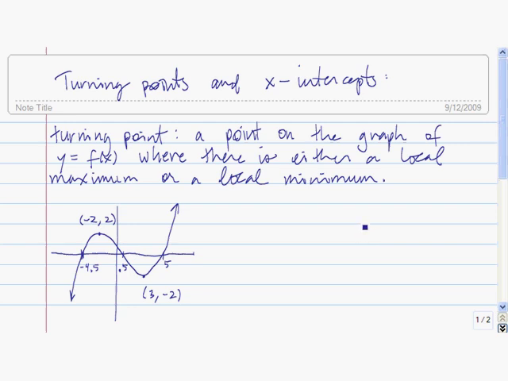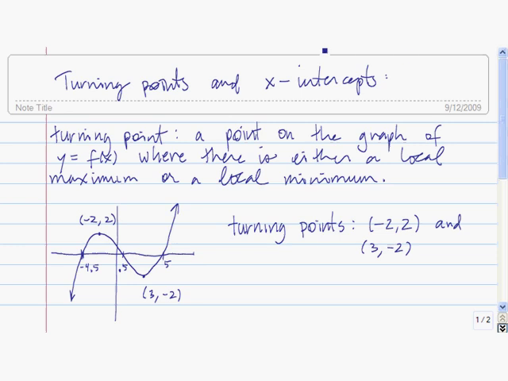So a turning point of a function is a point on the graph of the function where there's either a local maximum or a local minimum. Okay, so it's the points where the function changes from increasing to decreasing or from decreasing to increasing. So the turning points of this function are the points (-2, 2) and (3, -2). So here we have a local maximum, here we have a local minimum.